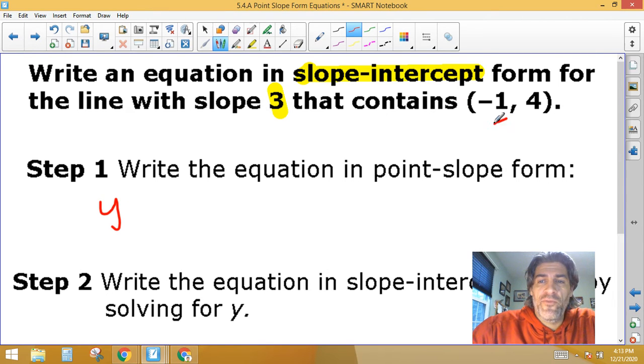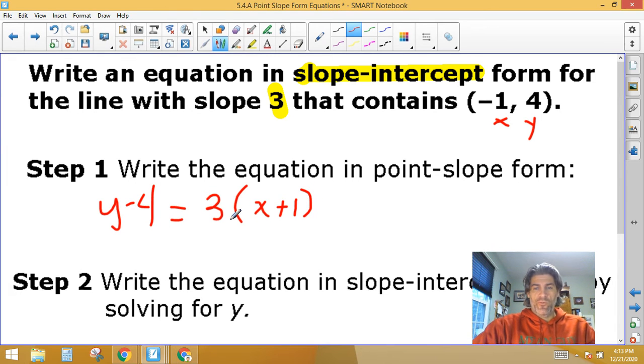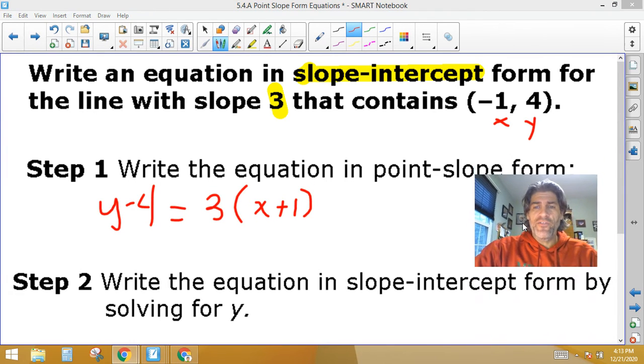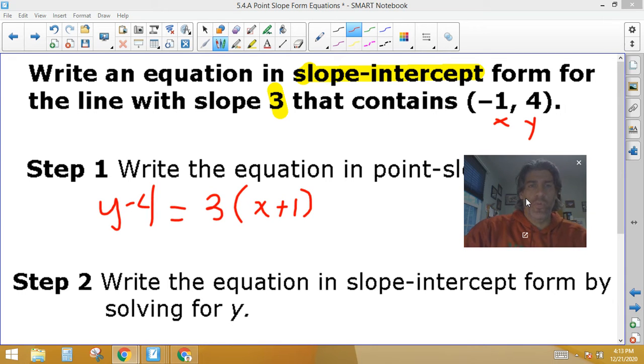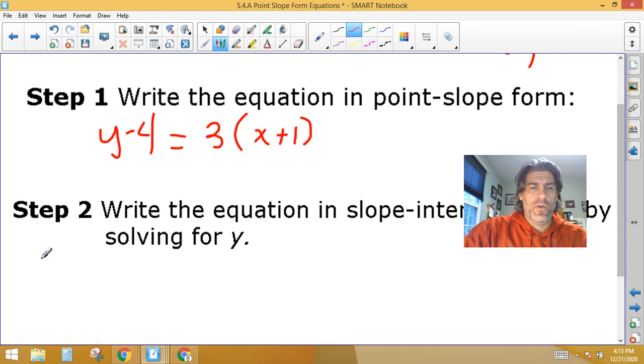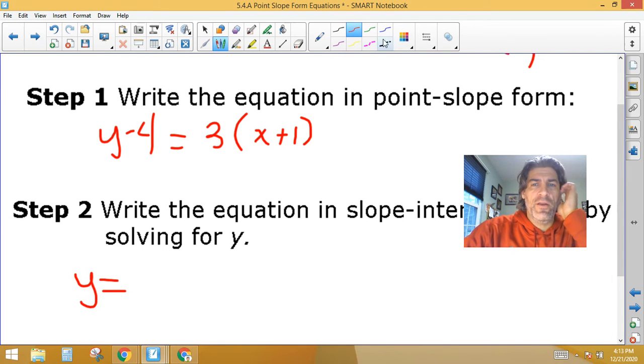Hopefully you got, this is my x, this is my y, minus 4 equals, my slope is 3 times x minus negative 1. So instead of writing minus negative 1, I'm just going to write plus 1. Point slope form. Now, it is pretty simple to put it in slope-intercept form. Why do you think I had you solve for y so many times? If I make my equation say y equals, it's in slope-intercept form. So all I have to do up here, if you look carefully, is solve for y.